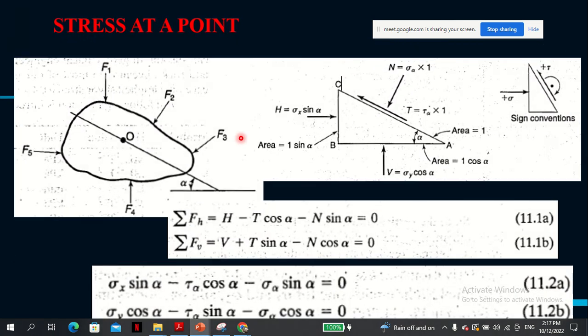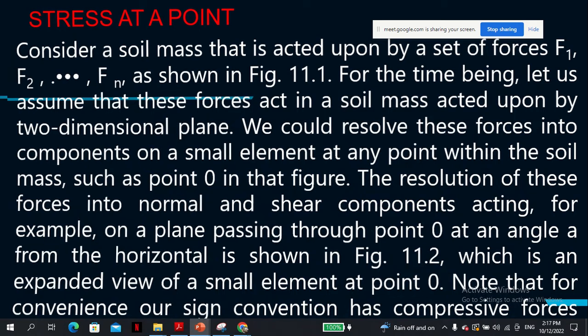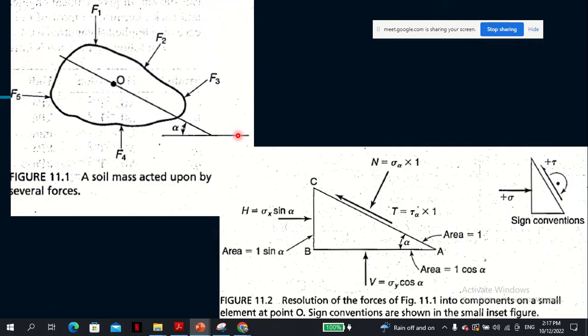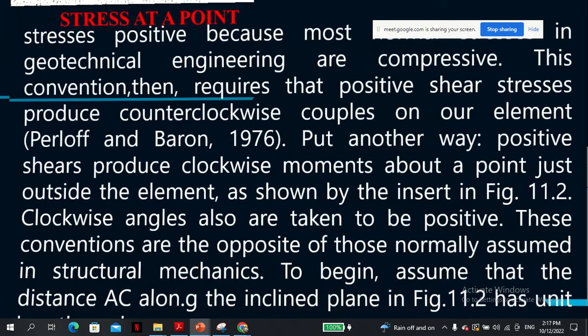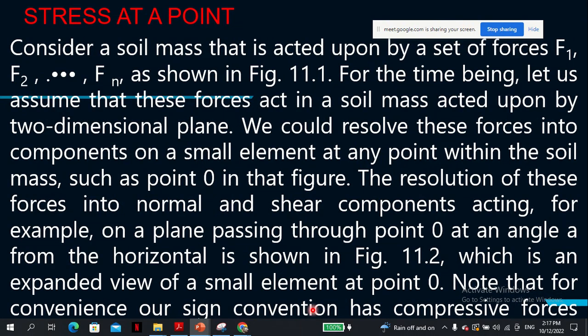Figure 11.2, I'm not sure which one of them it is. Okay, this is also reproduced here. So this is 11.1, 11.2, which is an expanded view of the small element at point O.